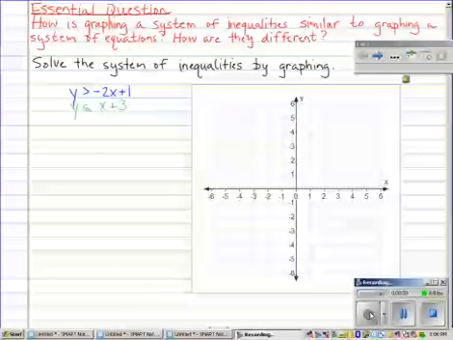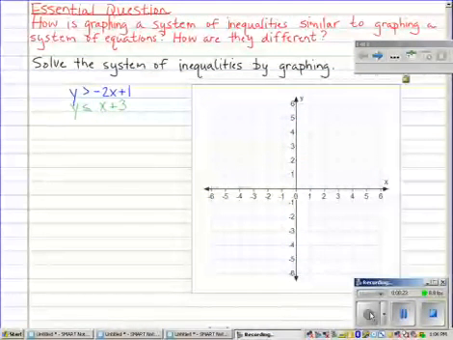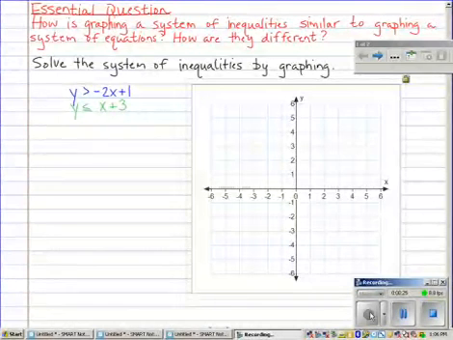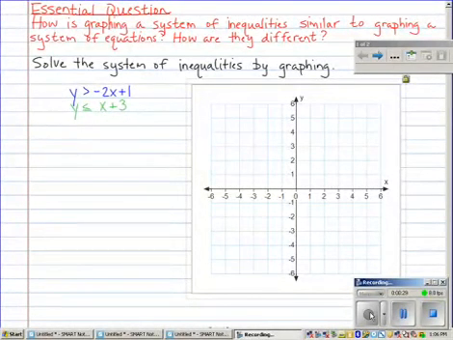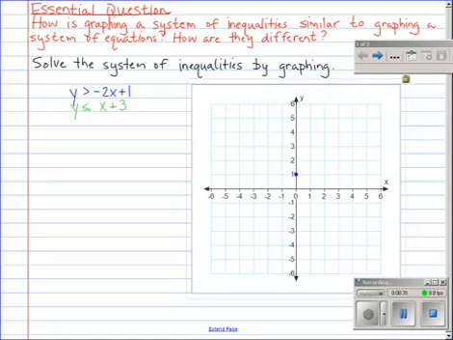If we start with the first inequality, y is greater than negative 2x plus 1. The y-intercept is 1, so we'll begin by putting a point on the y-intercept. The slope is negative 2.